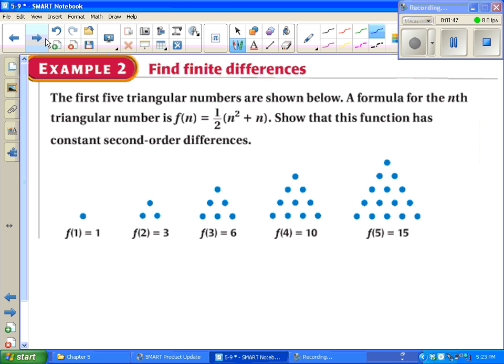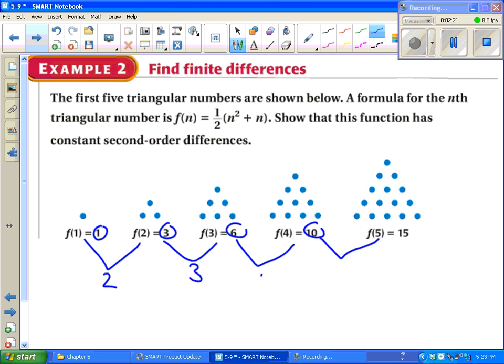Next up, it says the first 5 triangular numbers are shown below. You can kind of see from the picture why they're called triangular numbers. A formula for the nth triangular number is given. Show that this function has constant second order differences. So let's talk about what differences mean. If I take my 3 minus 1, I get 2. If I take my 6 minus 3, that's 3. 10 minus 6 is 4. 15 minus 10 is 5.